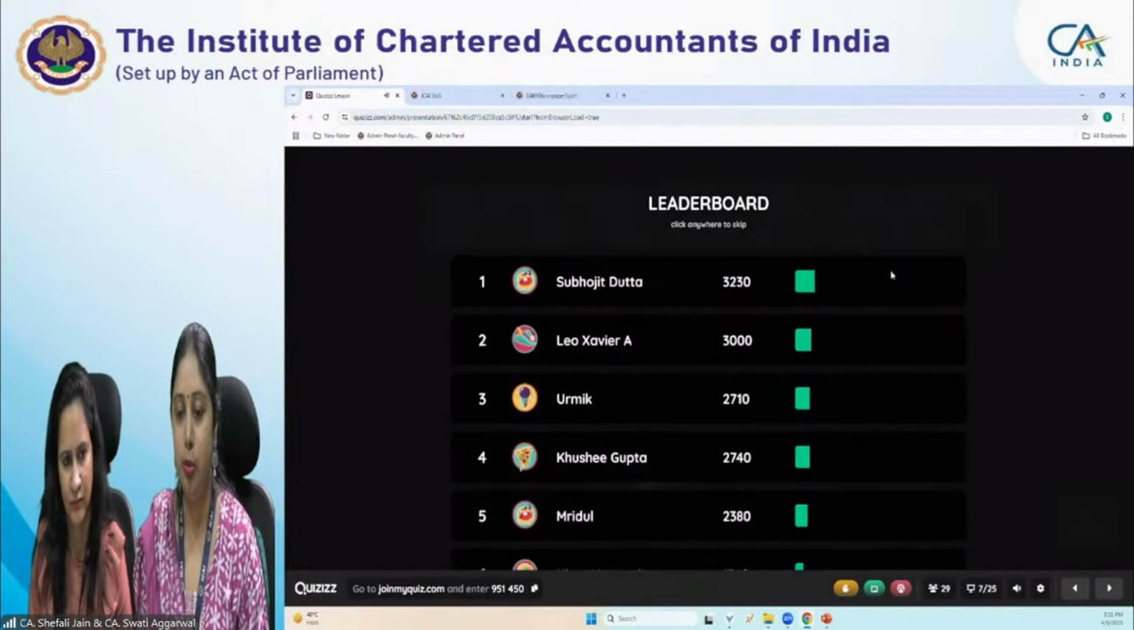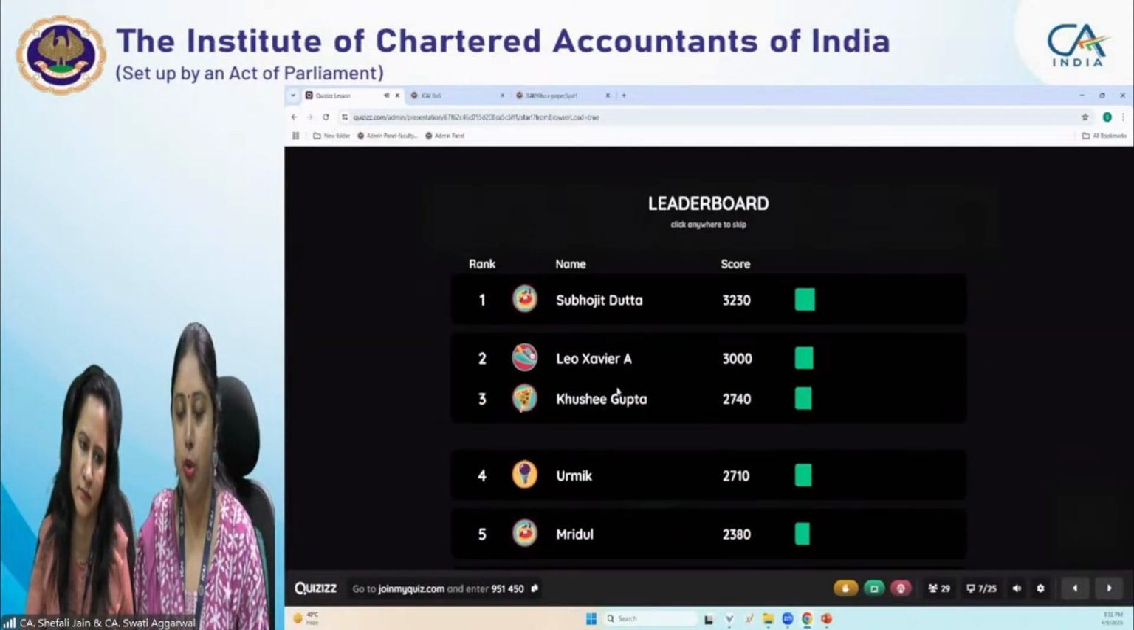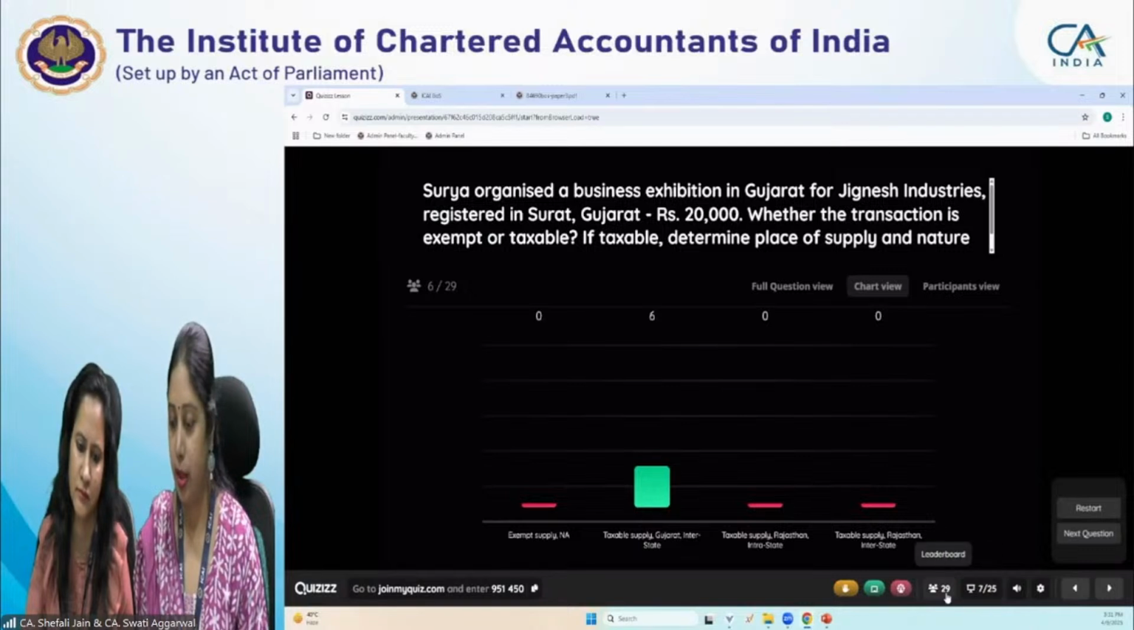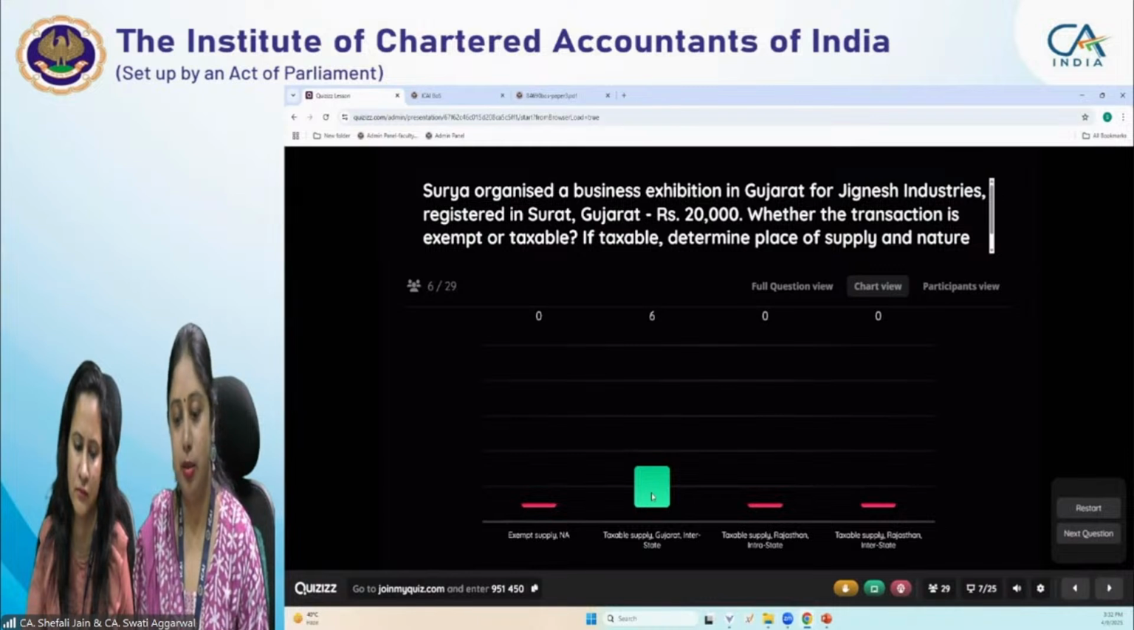So on the leaderboard, on top we have Subhajit, then Leo, Kushi, and then Urmik, Mridul, Hiten. So the correct answer is taxable supply. Place of supply is Gujarat, and it is an interstate supply.